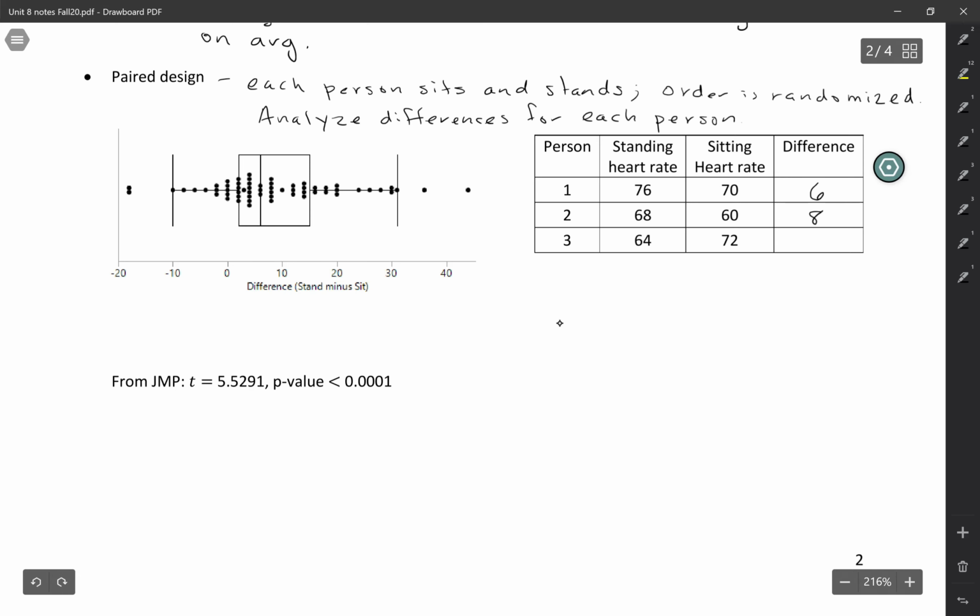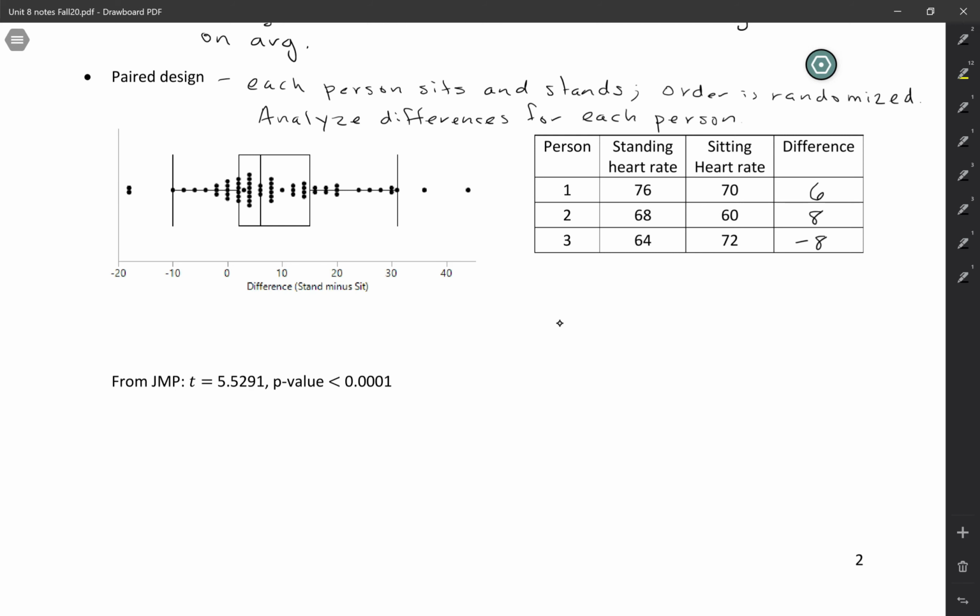And for this one, their sitting heart rate was actually higher, and so this one's going to be a negative number. 64 minus 72 is -8. The benefit of this is that it's easier to compare, right? Person 1 tends to have a heart rate that's faster than person 2, whether they're standing or sitting.